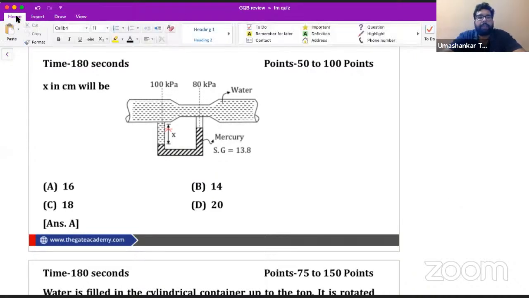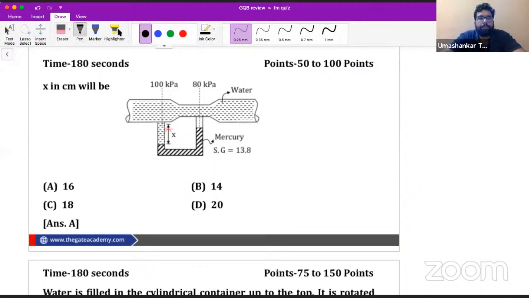We have this x given to us, and we have to find this x. So what is the formula? The direct formula we can use is H = Sm/S − 1, times x. This is the direct formula we had, where H is the pressure head difference between 1 and 2.